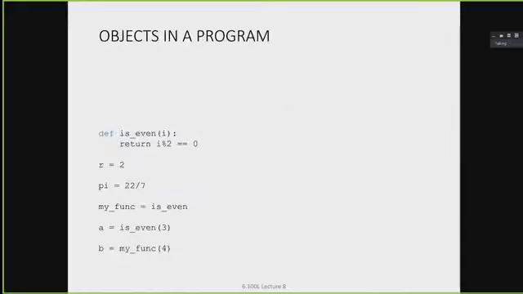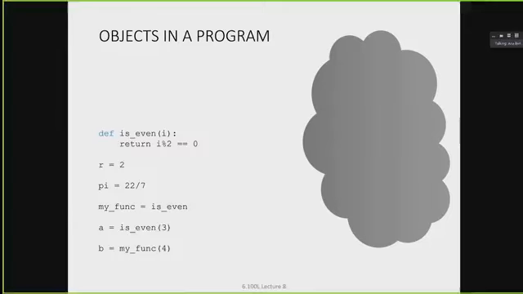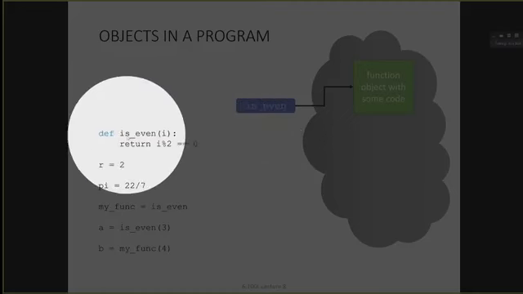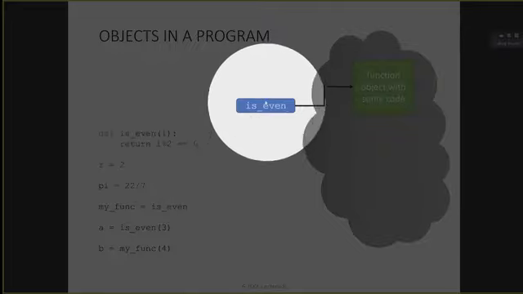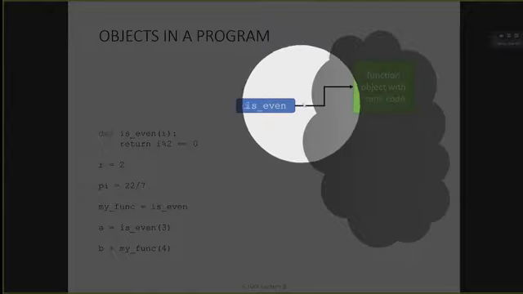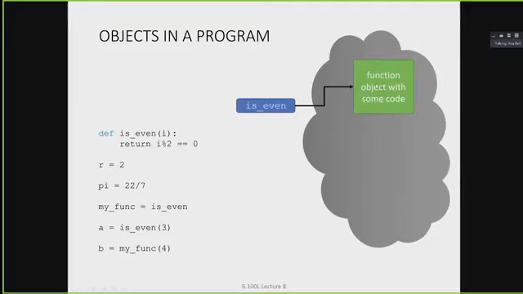Okay. So here's an example. Pretend that this is our code file. We've got the memory. The first line of code here, the definition, basically creates this function object for me in memory. It's kind of like a variable, right? is_even is the name of this function object, and this variable is bound to my function object with some code associated with it. So you think of the function as just an object.